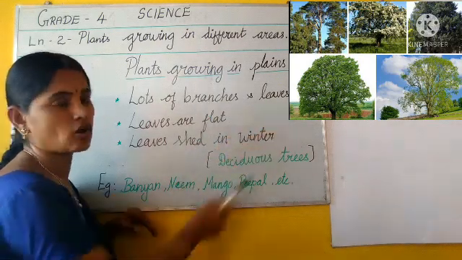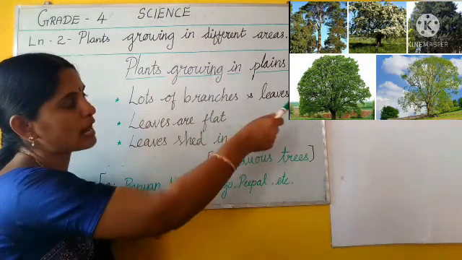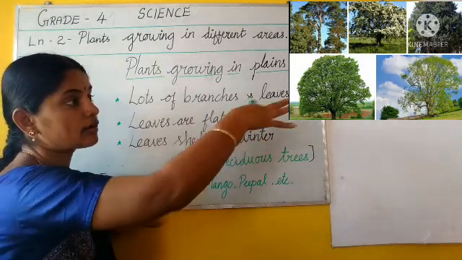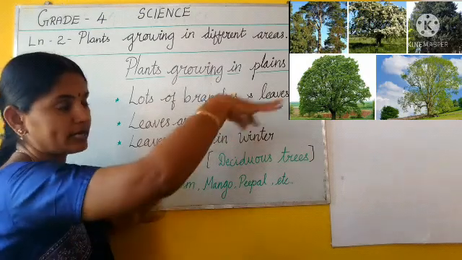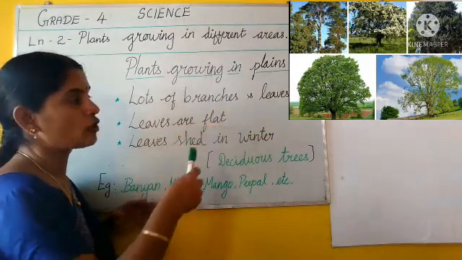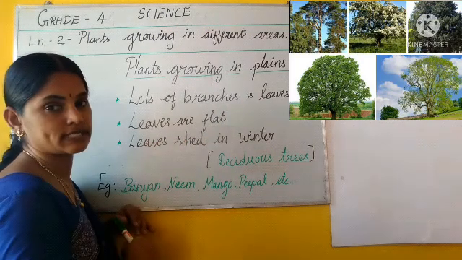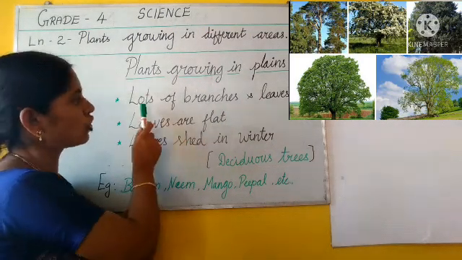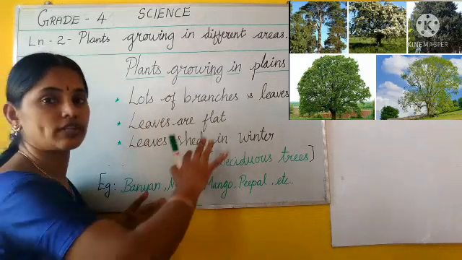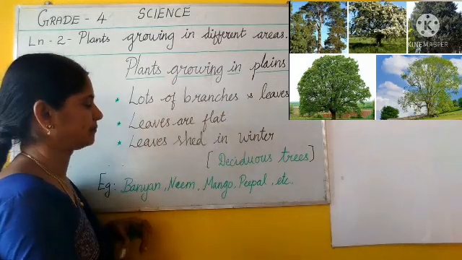Many branches are there. See, look at those plants. They have many branches. They cover more space. The branches are spread. Isn't it? So they cover more space. Lots of branches and lots of leaves are there.